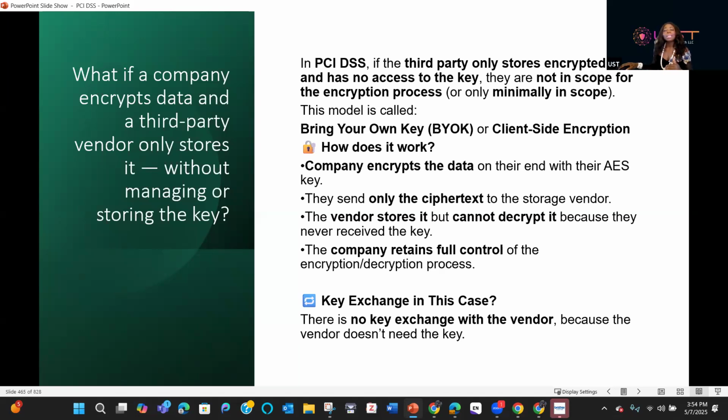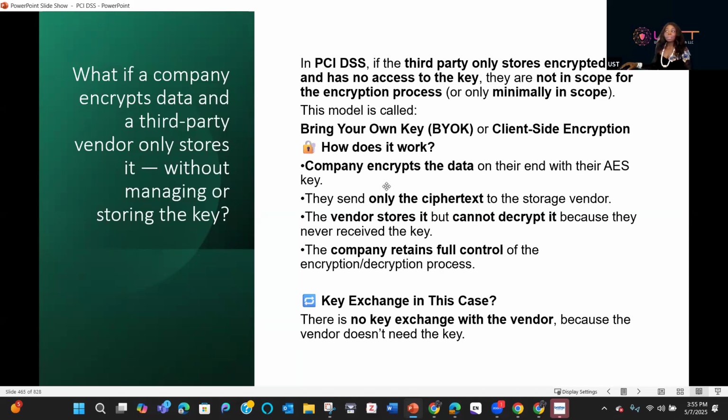PCI DSS might still apply, but they will need to implement those controls that we mentioned. It could be logical controls, firewall access, or physical security controls. But this model is called bring your own key. Have you heard the phrase bring your own device? Do you use your laptop or your phone at work? Now it's bring your own key, or client-side encryption.